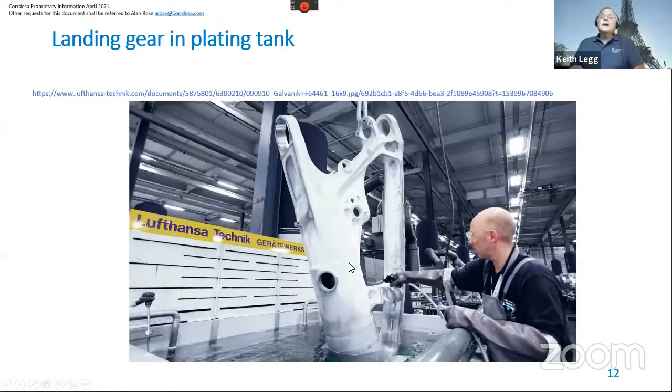Okay, next. And here's just an example of plating a big thing, a big aircraft landing gear. You don't have to be bold to do it, but this guy does.